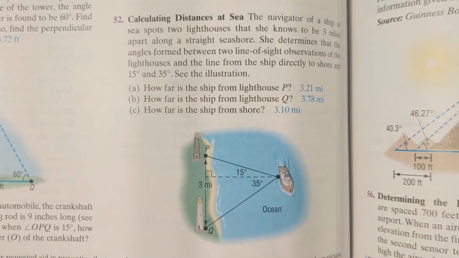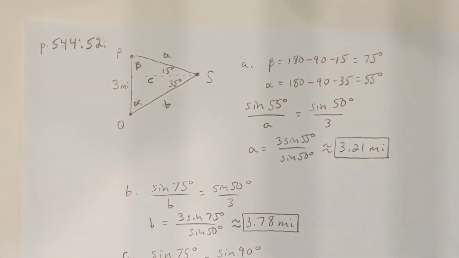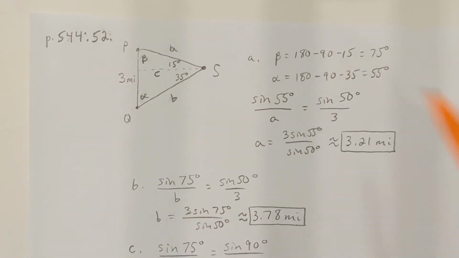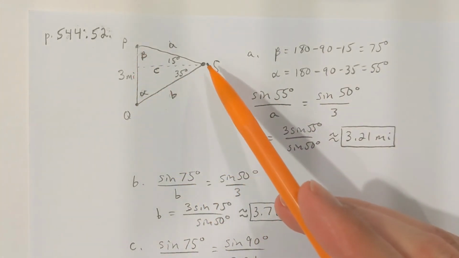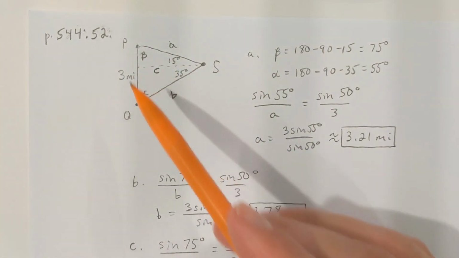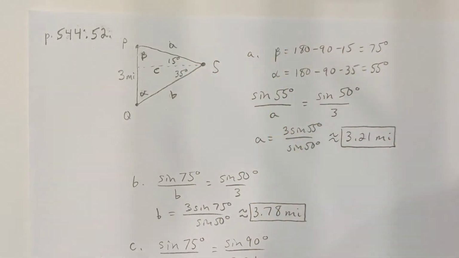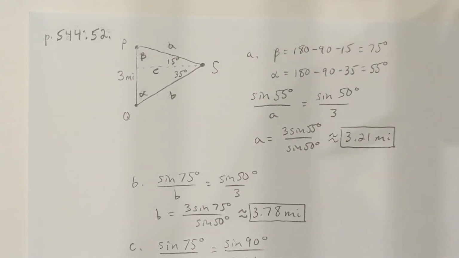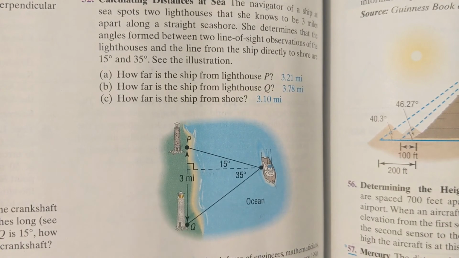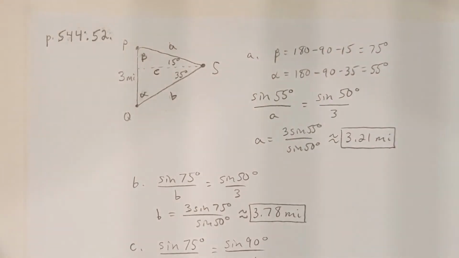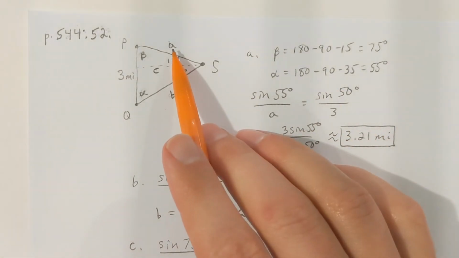All right, so I have redrawn this picture here. Here's P and Q. Here's the ship. P and Q are 3 miles apart, and I've got the two angle measurements that were given here in accordance to the ship. And in part A of this, it says, how far is the ship from lighthouse B? Okay, lighthouse P, excuse me. I'm going to call that distance A.